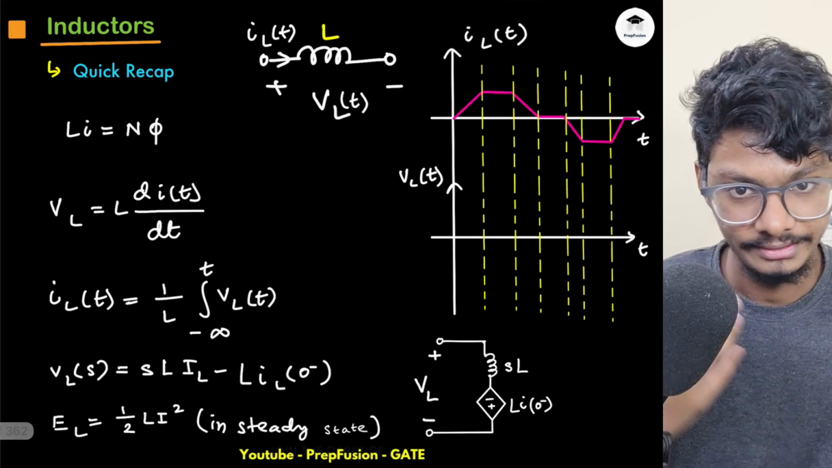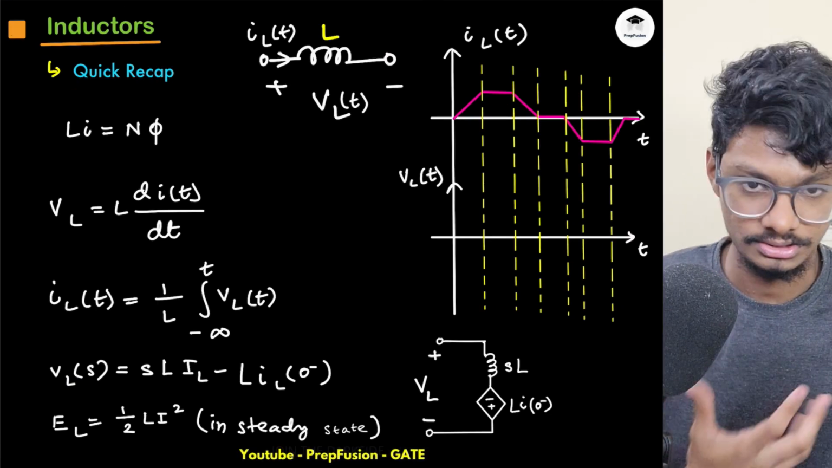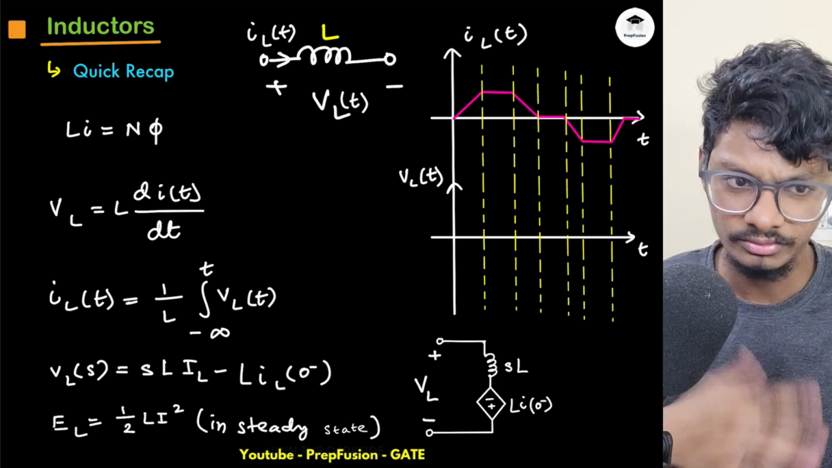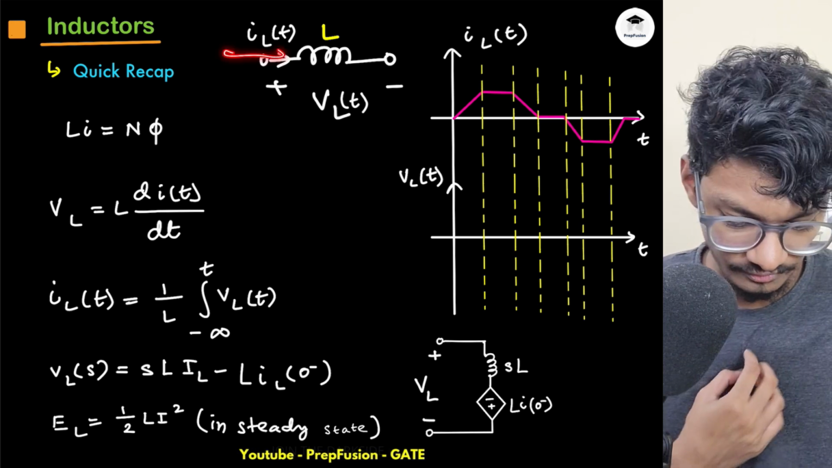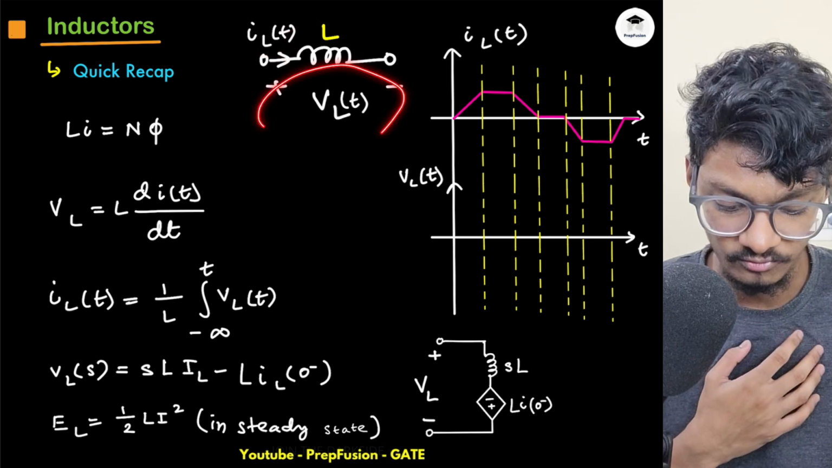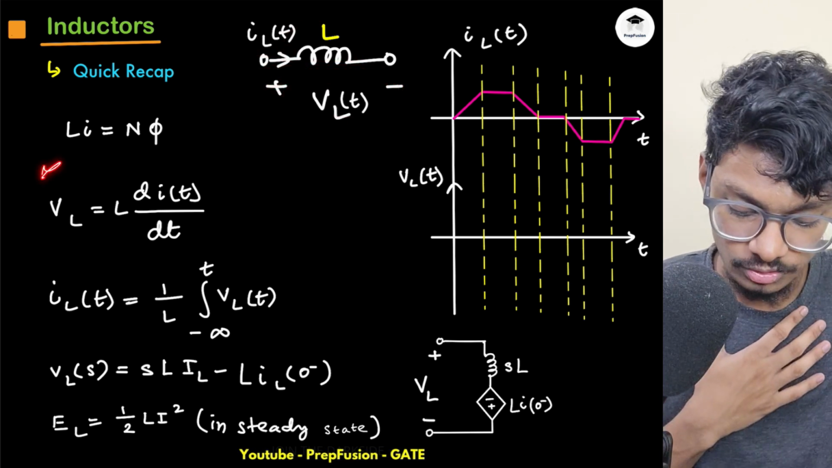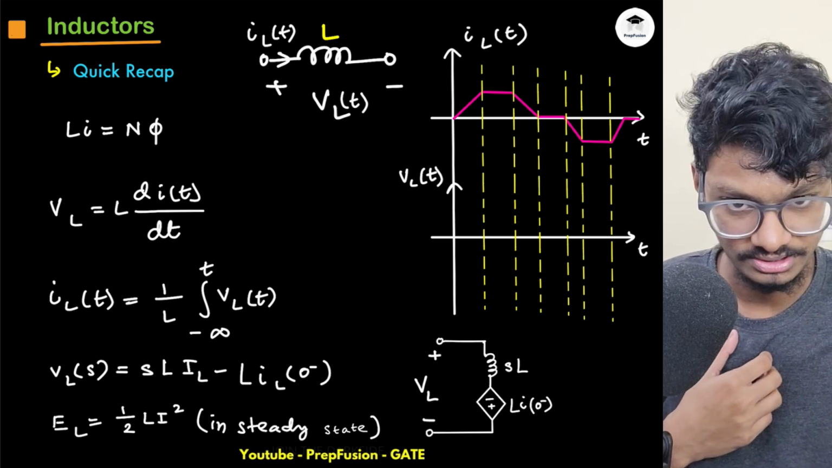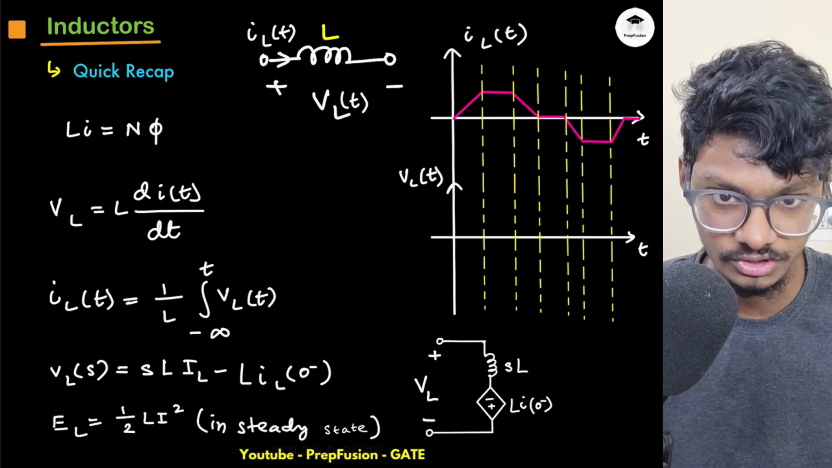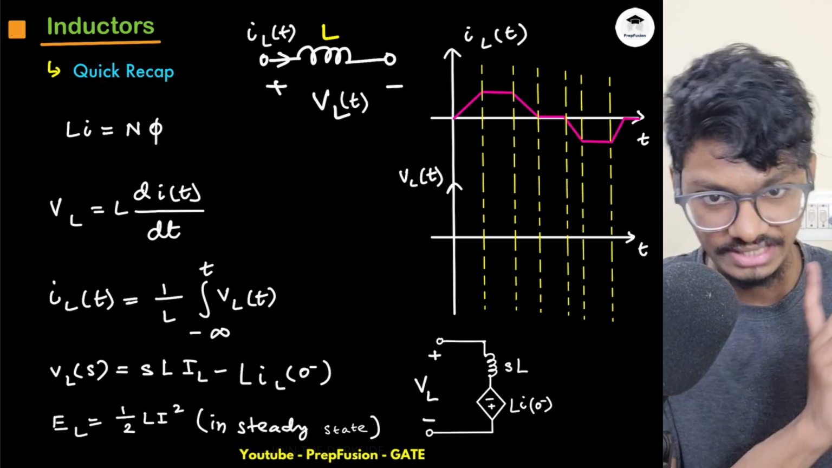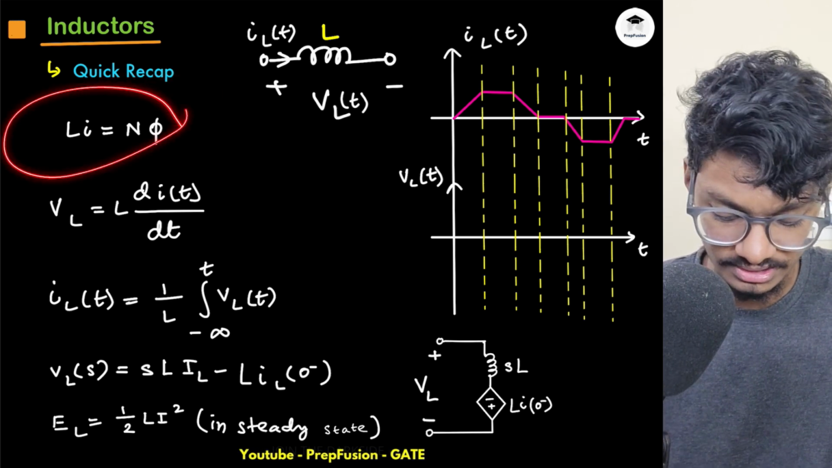Now there is a quick recap of inductors. We know everything, I'll just do a quick revision. If current is entering into this inductor like this and voltage is measured like this, current enters into the positive terminal. So I know L i equals flux, N phi. This is the basic equation of an inductor, and we'll learn this in machines as well, but for now just understand this, L i equals N phi.